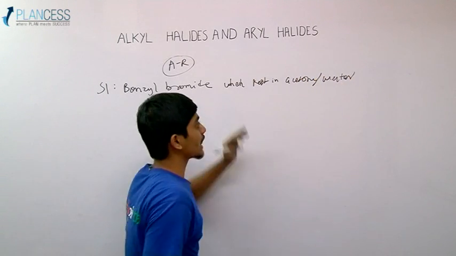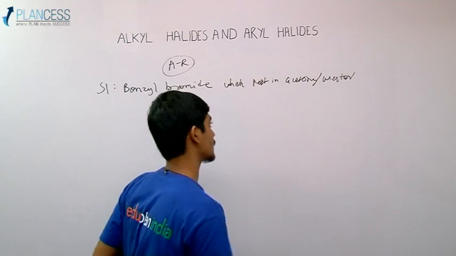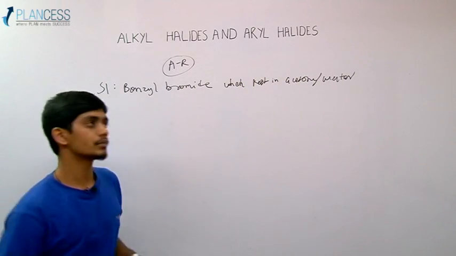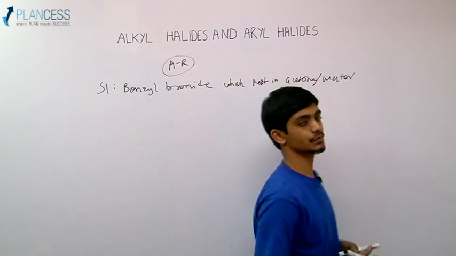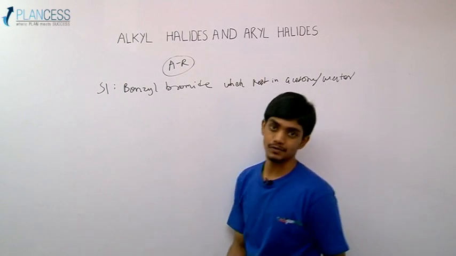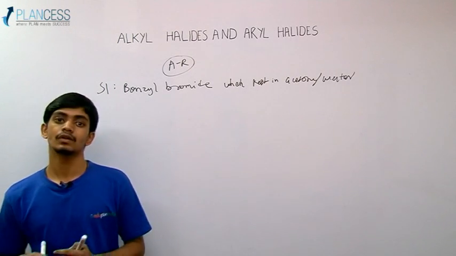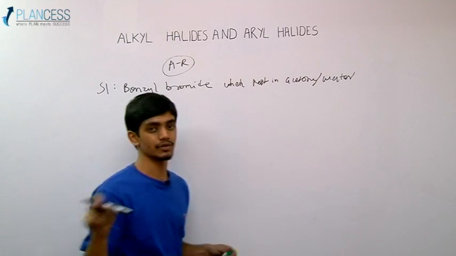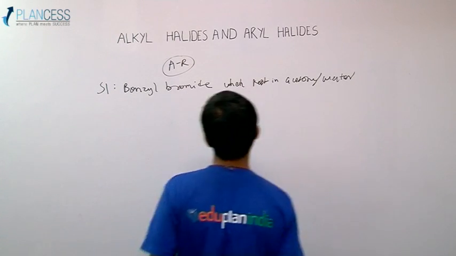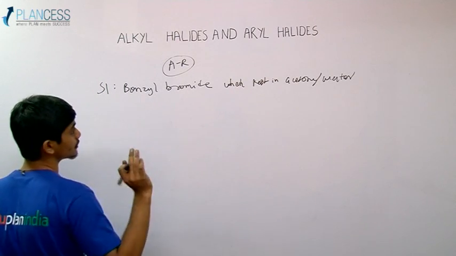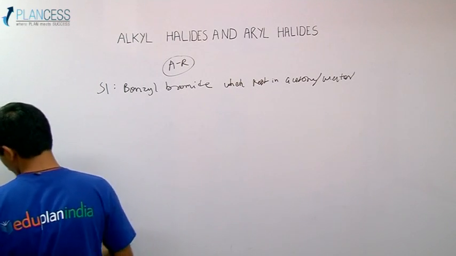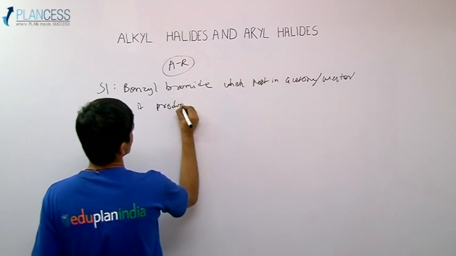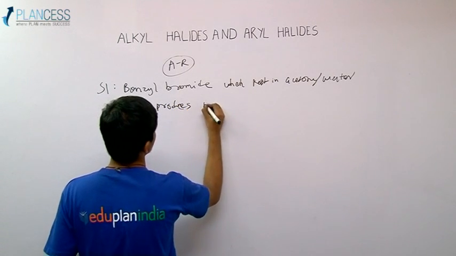This is not either acetone or water, this is a mixture of acetone and water. Acetone is quite soluble in water because it is a carbonyl compound, and as we will see, carbonyl compounds are quite soluble in water because of hydrogen bonding. The double bond O can form hydrogen bonds with the other water molecules. So benzyl bromide, when kept in acetone water, produces benzyl alcohol.